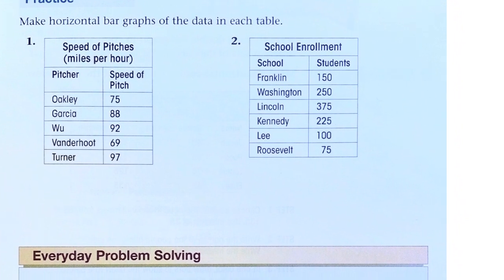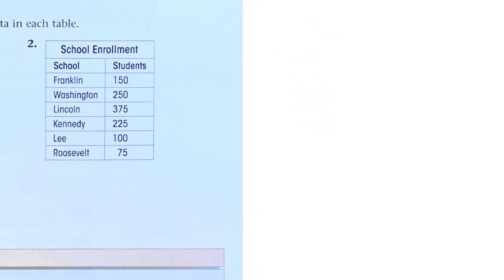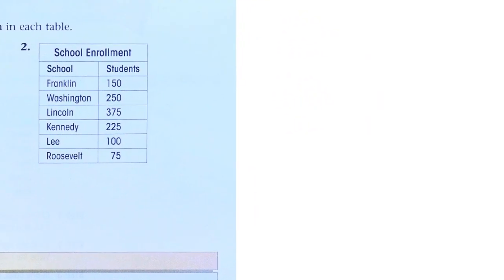Make a horizontal bar graph for the data in each table. So we've got speed of pitches and school enrollment. Well, for some space, I'll slide this over, and for school looks good. So what do we have here? The most is 375. The least is 75. So we could do increments of 25 or even increments of 50 maybe.